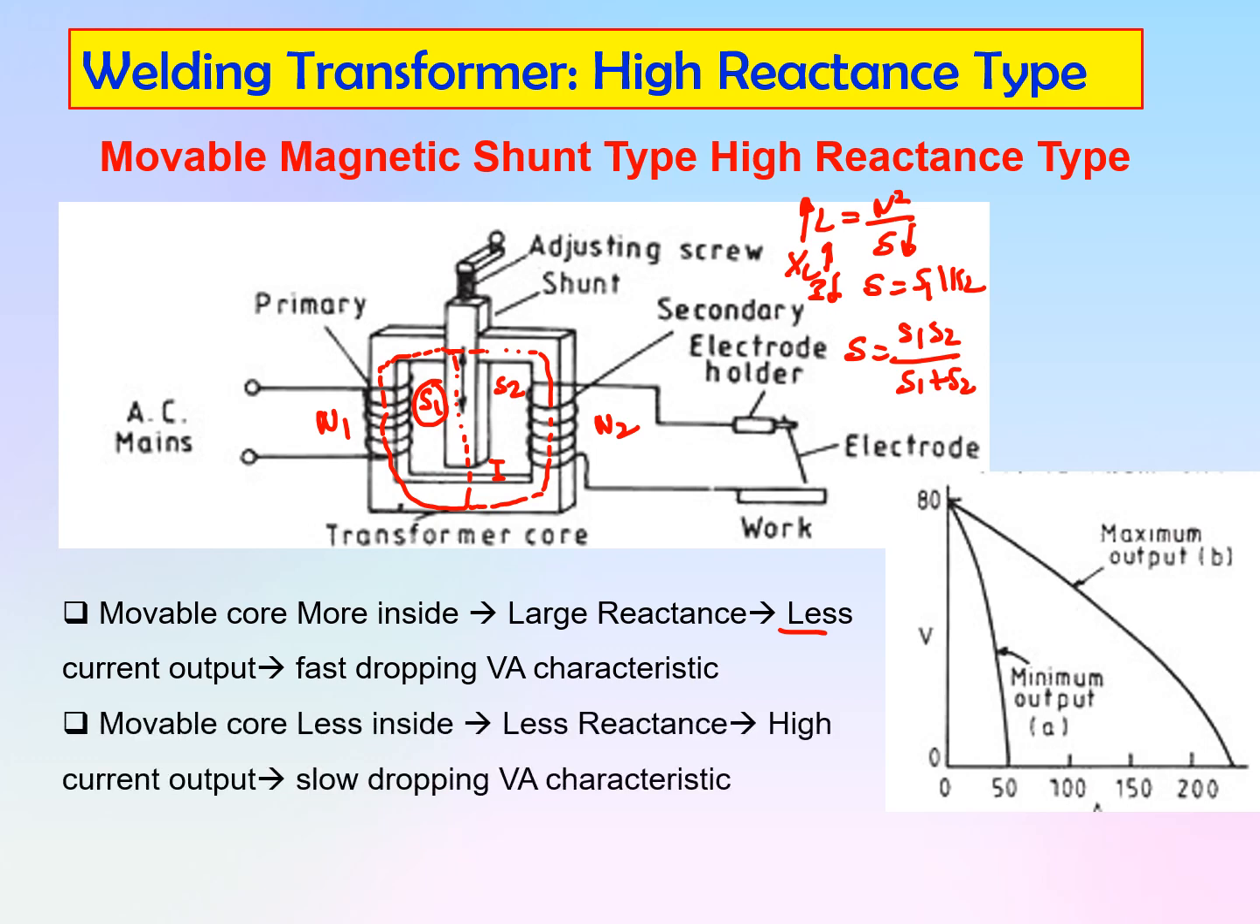When the movable core is less inside, that is, when I move this core outside, it will create a large air gap. Due to the large air gap, the reluctance value goes on increasing. As the reluctance value increases, you will get less inductance and less reactance, hence large output current. So you will get slow drooping VI characteristics. So for more core inside, you will get characteristic A, and for more core outside, you will get characteristic B.